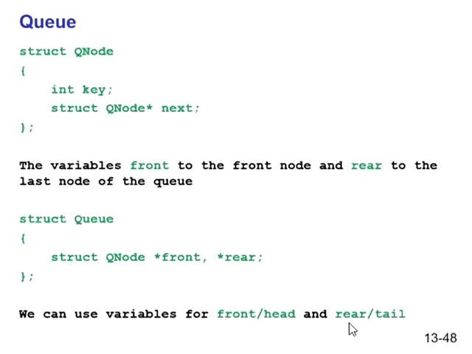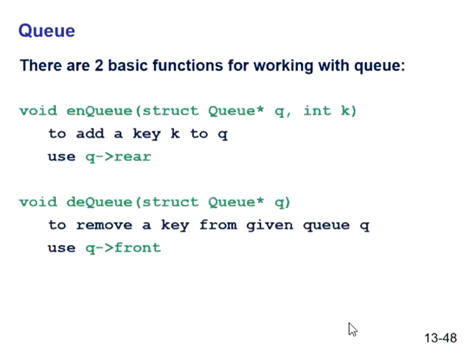You know, with a queue, there are two basic functions for working with it. The first one is to enter a value to the queue. That means you want to add a key to the queue, and for that we use the rear data pointer. Over here we see the rear pointer. And if you want to delete a node from the queue, that means you want to remove a key from the queue, and we use the front, with last in, last out, or first in, first out. So these are the basic operations when you want to enter or delete a node from the queue.